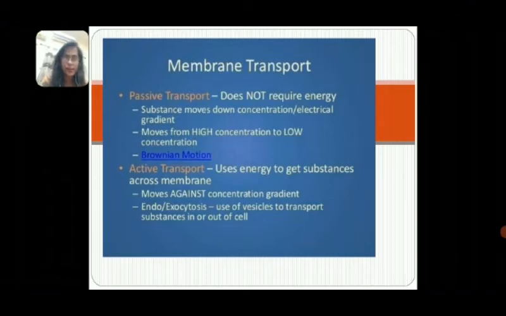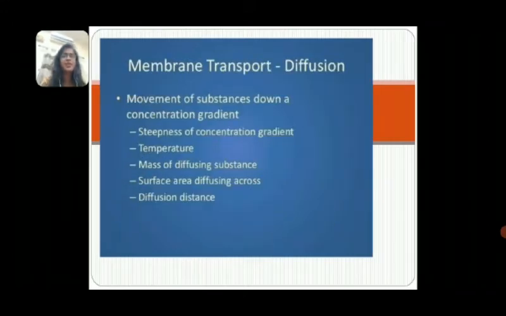Coming to active transport, it uses energy to get substances across a membrane. It moves against the concentration gradient. Endocytosis and exocytosis are examples of this kind. Coming to diffusion, the movement of substances down a concentration gradient is referred to as diffusion. The factors on which it depends are steepness of the concentration gradient, temperature, mass of the diffusing substance, surface area, and diffusion distance.